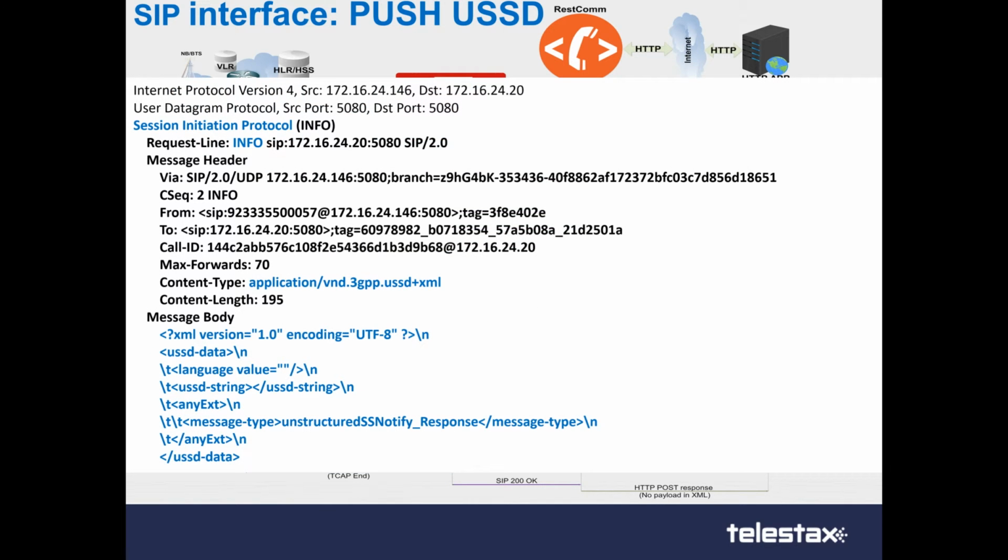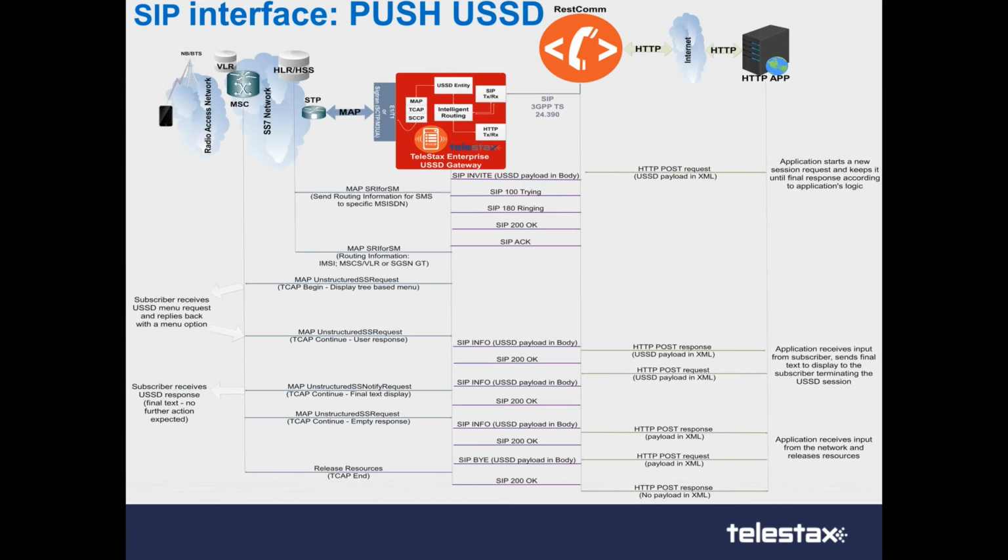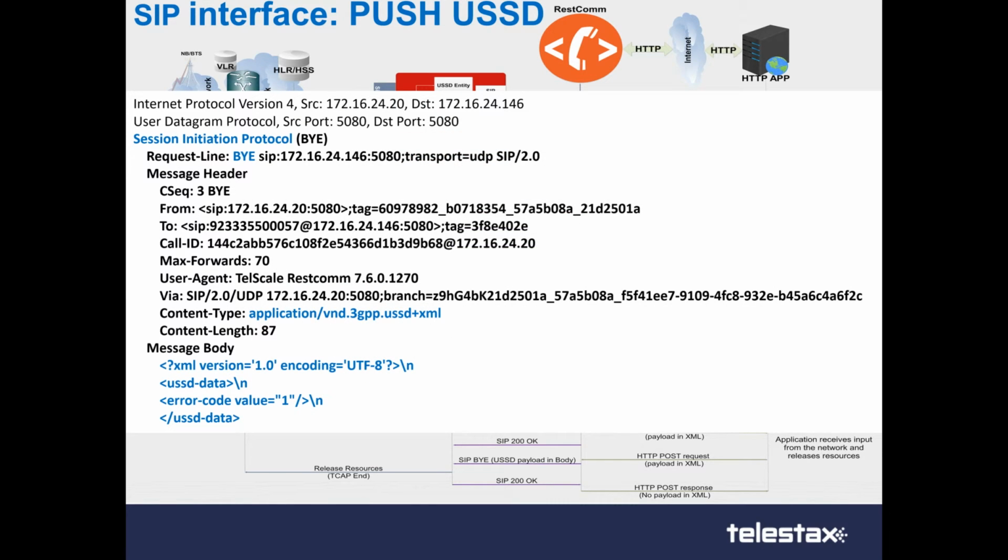In the meantime, HTTP messages are being exchanged back and forth between RESTCOM Connect and the corresponding application for the loan application. To release signaling resources, a SIP bye is then sent to the USSD gateway, which in turn translates it to a MAP process unstructured SS request in a TCAP end message.